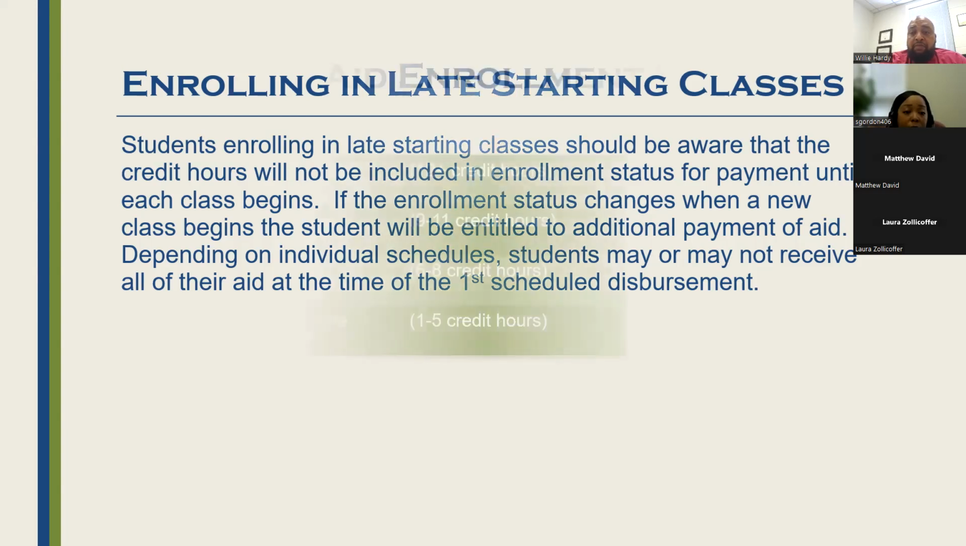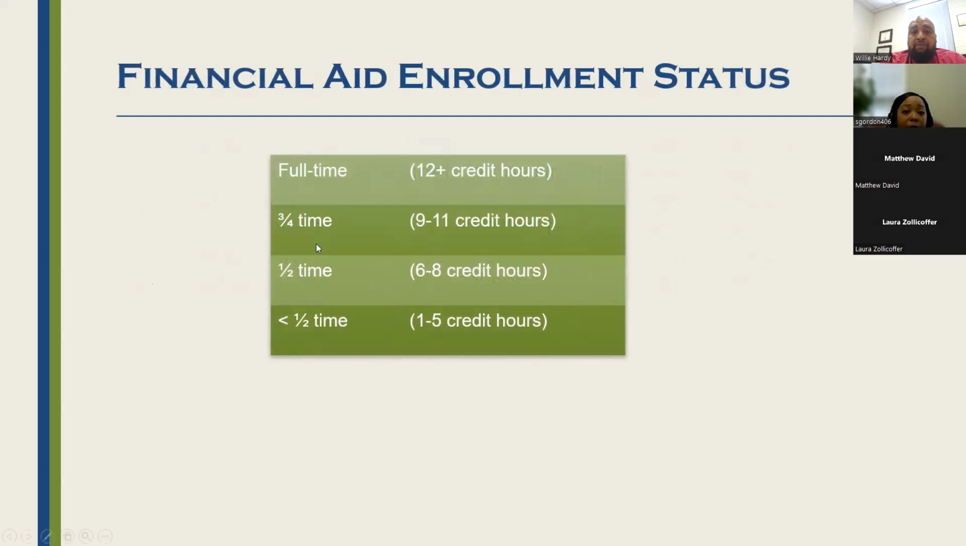All right, so continuing on. Financial aid enrollment status. Full-time is considered 12 or more credit hours. Three-quarter time is 9 to 11 credit hours. Half-time is 6 to 8 credit hours. And less than half-time is 1 to 5 credit hours.